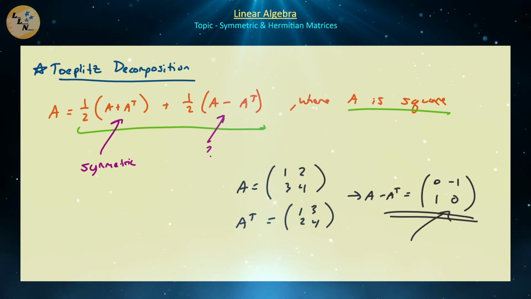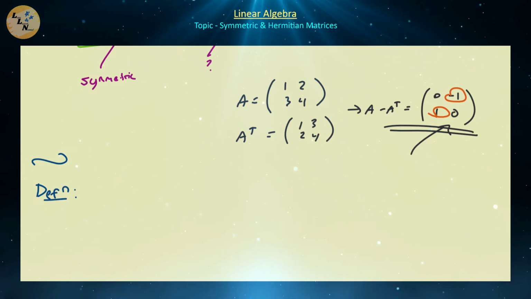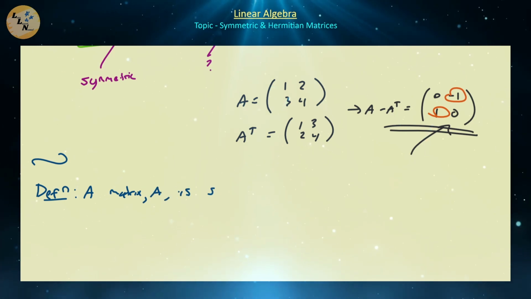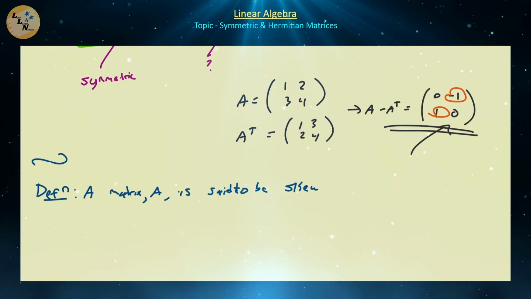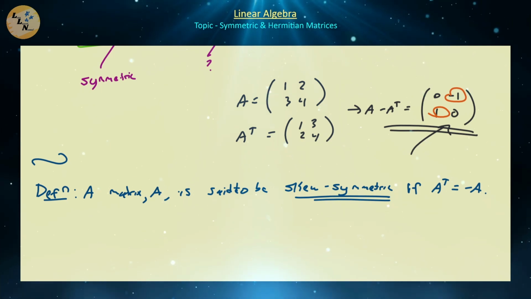Now, is that matrix a symmetric matrix? No, because the off-diagonal entries are not equal to each other, but they're opposites of each other. This is what we refer to as a skew-symmetric matrix. So let's go ahead and define that. A matrix A is said to be skew symmetric if the transpose is equal to the opposite of the original matrix.